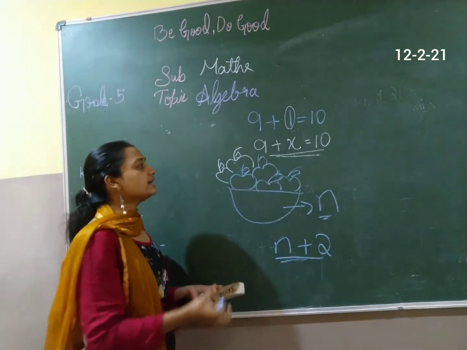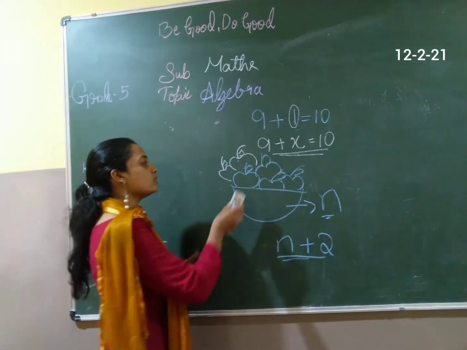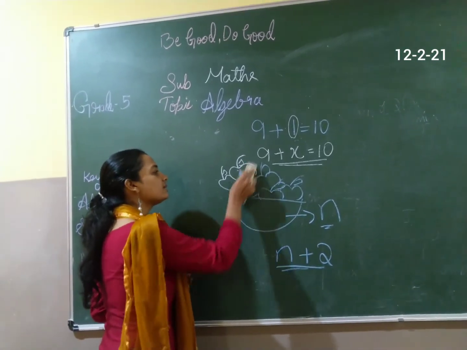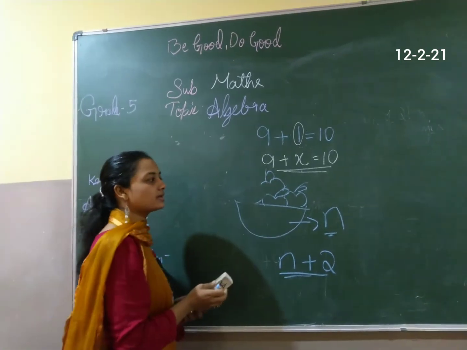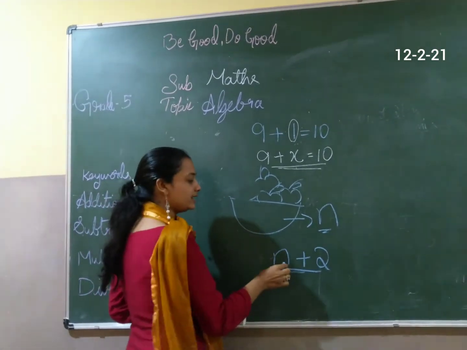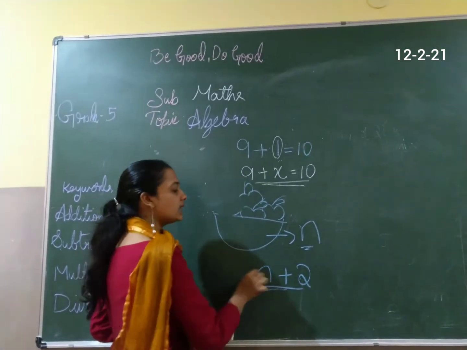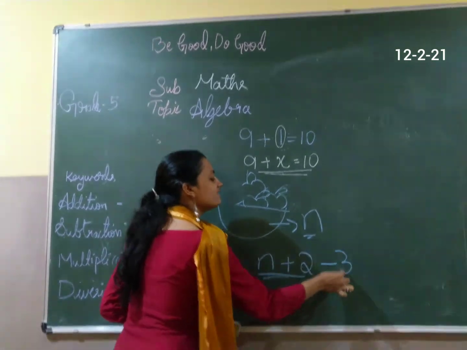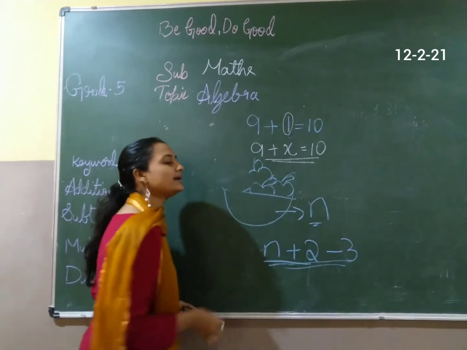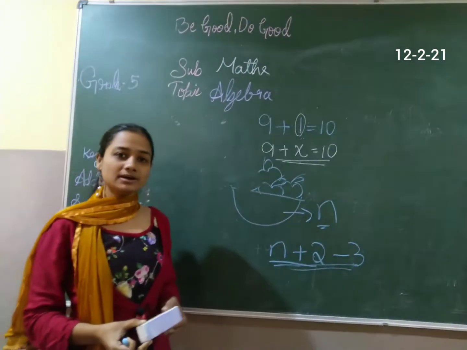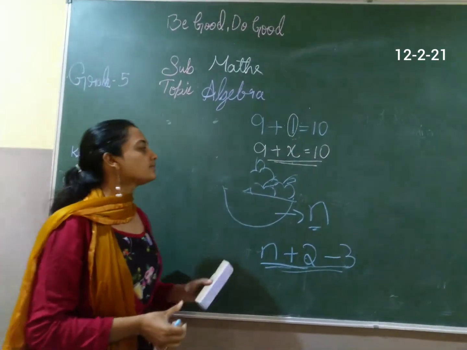So same thing, I can take away some. Like I am going to take away 3 from it. So actually how much did you have? You had n plus 2. Now I took away 3 from it. Okay. So these things are nothing but algebra. So you will be learning more about this.